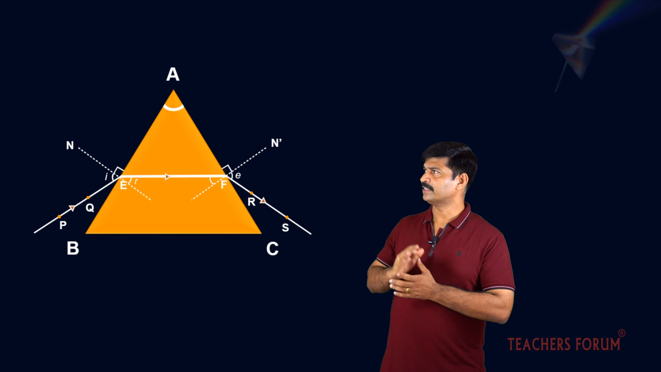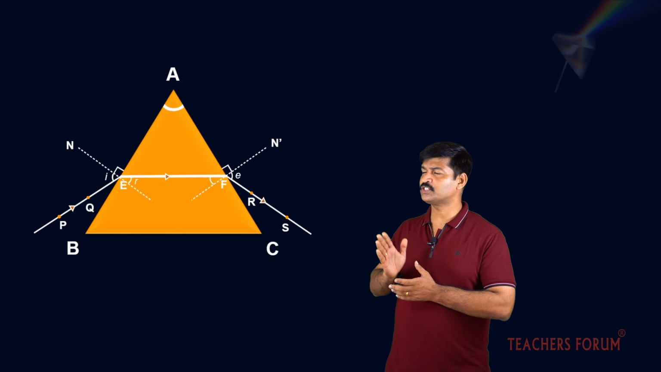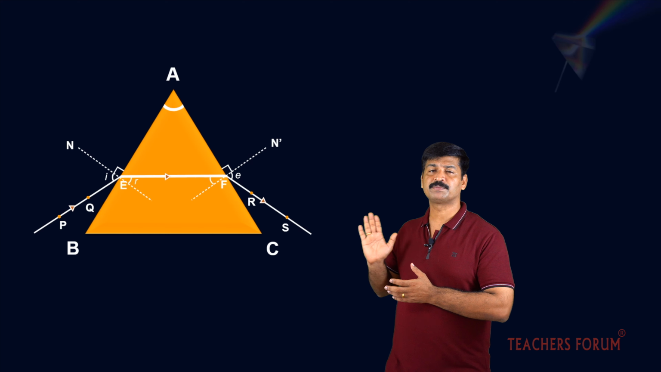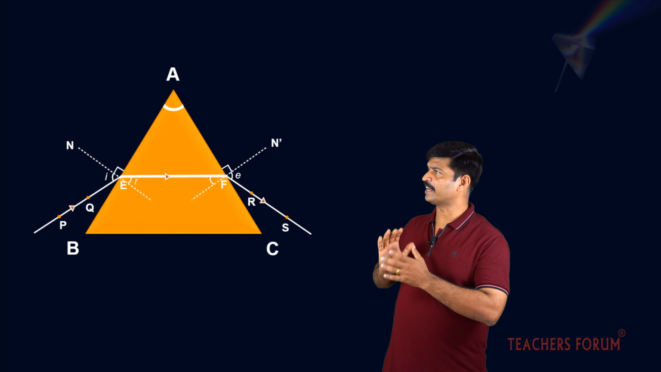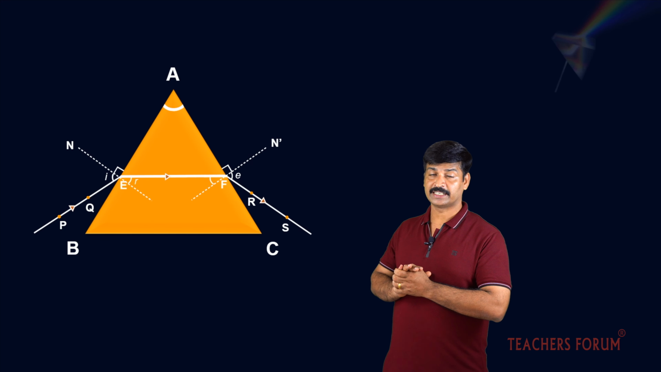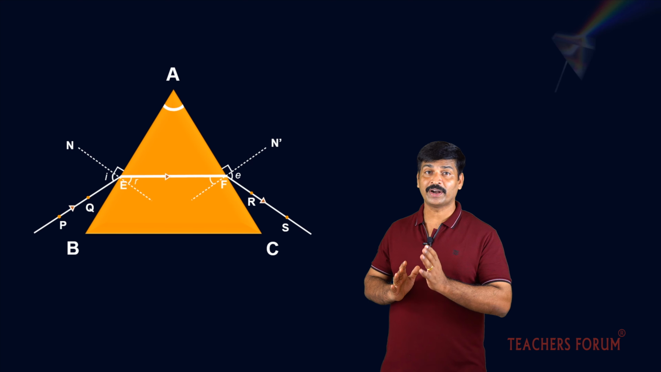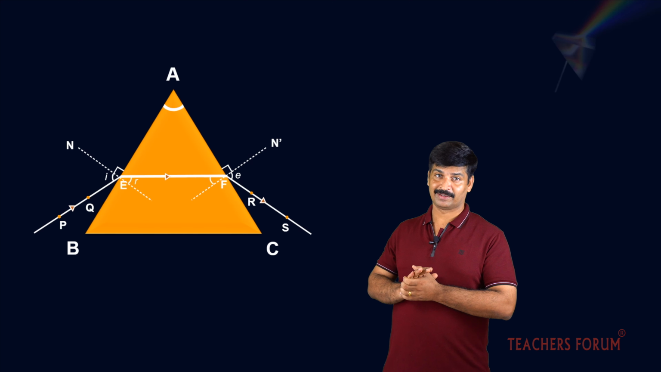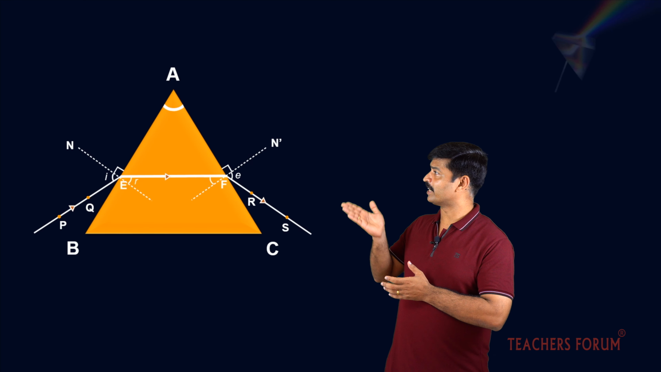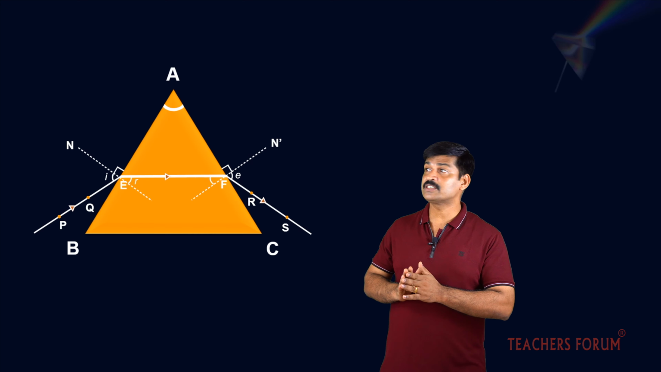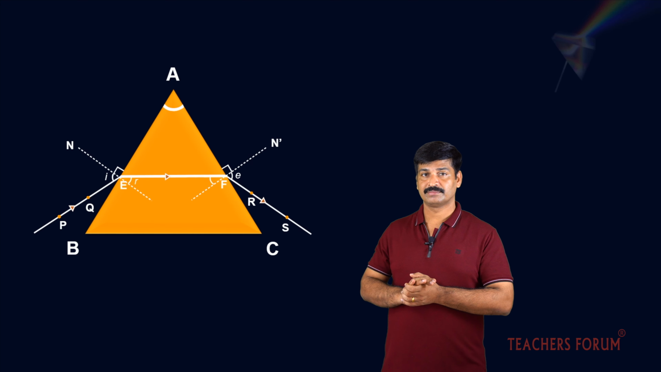What happens to the incident ray at the edge AB of this prism? The light is traveling from air to glass, that is from rarer medium to denser medium. We have seen what happens in the previous chapter: the light bends towards the normal. So the light ray PQ gets refracted and travels along EF.